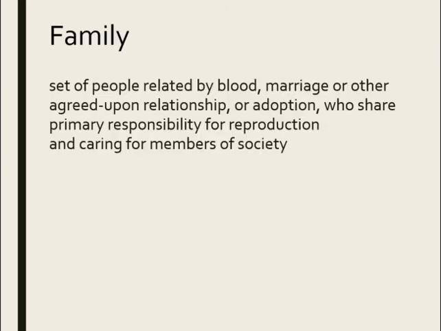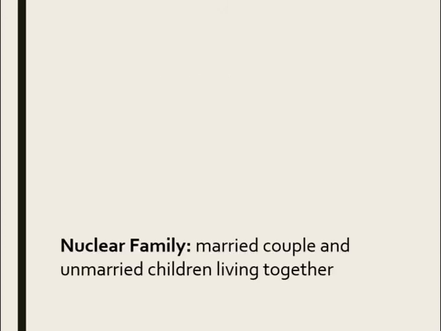A family is a set of people related by blood, marriage, or other agreed upon relationship or adoption who share primary responsibility for reproduction and caring for members of society. The family is considered an institution just like the post office, just like the government, just like the school. It is another institution that we use in society.